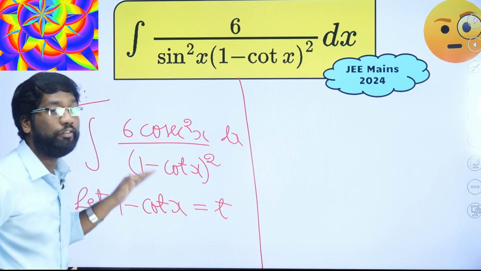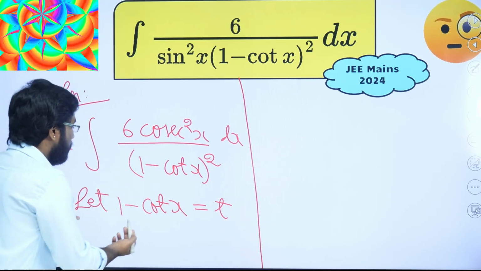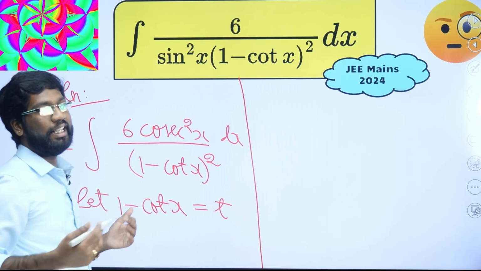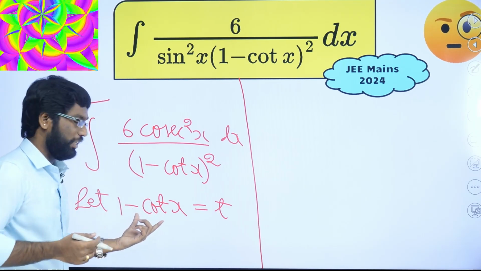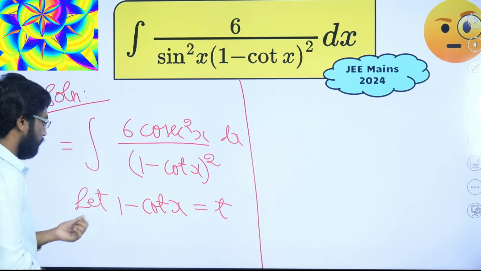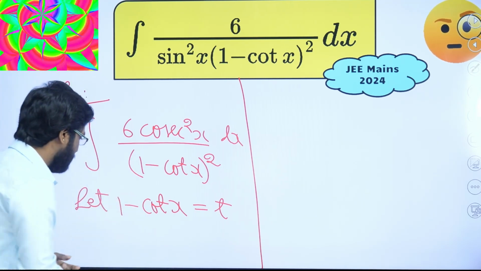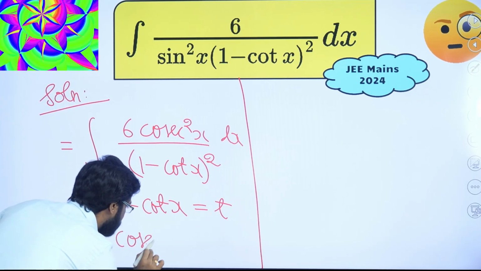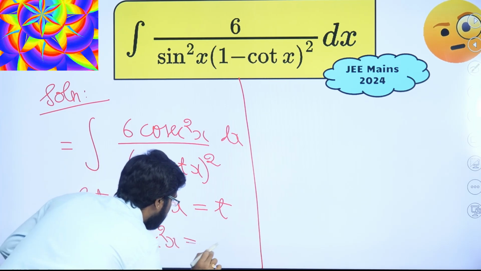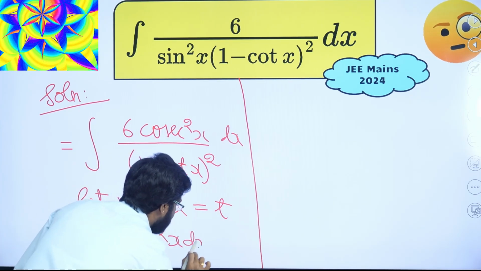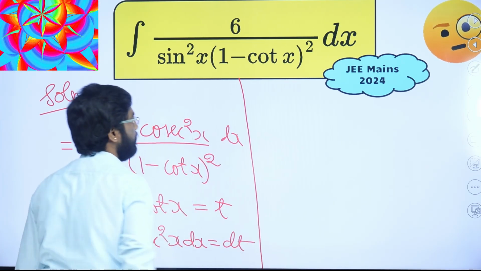Now I have to differentiate this term, my dear students. If I do differentiation, what value will I get? For 1, the derivative is 0. For minus cot x, it's minus of minus cosecant square x. Already minus is over there. So cosecant square x dx is equal to dt, my dear students.